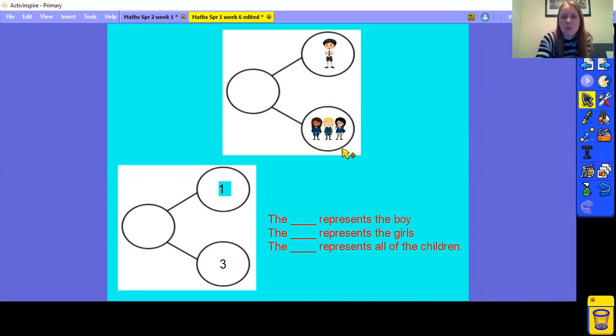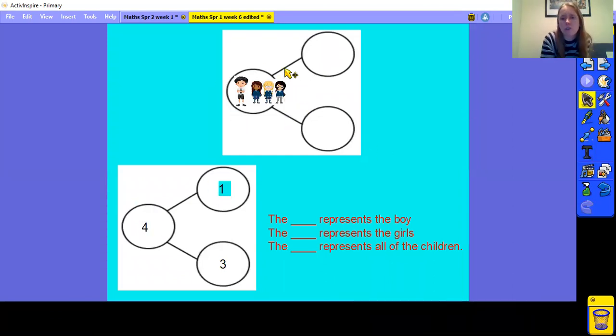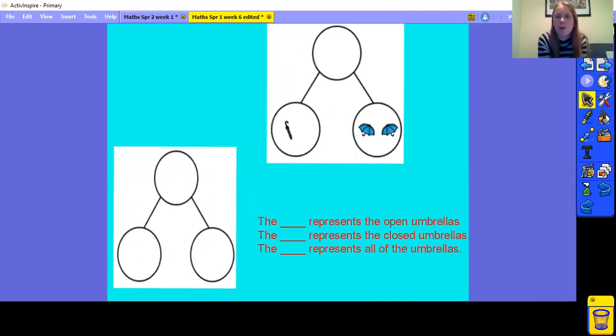Now, I'm going to move all of these children into the whole so that I can find out how many there are all together. Let's count them. 1, 2, 3, 4. And I'm going to write number 4 here and the 4 represents all of the children. Let's have another go. Oh, look, our part whole has turned around, but it doesn't matter. We can still use it in the same way.